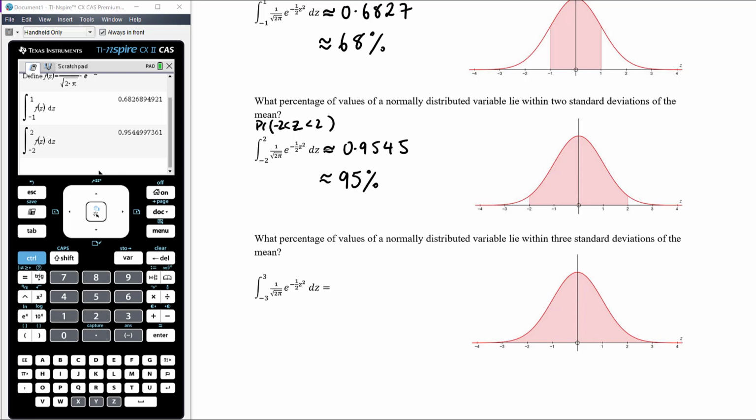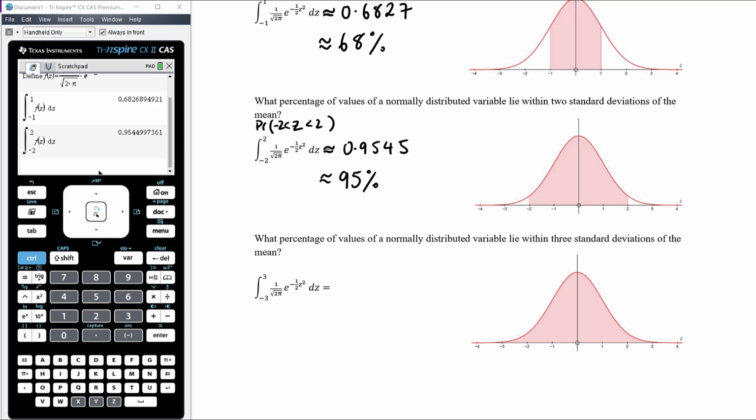And then finally, if we think about our example of IQ, 100 plus 2 standard deviations of 15 would be 130. 100 minus 2 standard deviations of 15 would be 70. So we're saying that roughly 95% of people would have an IQ somewhere between 70 and 130. Okay, that would be the interpretation.